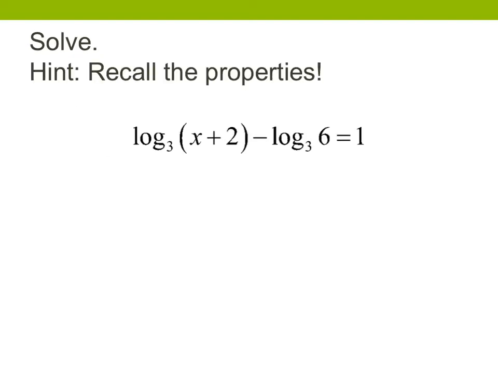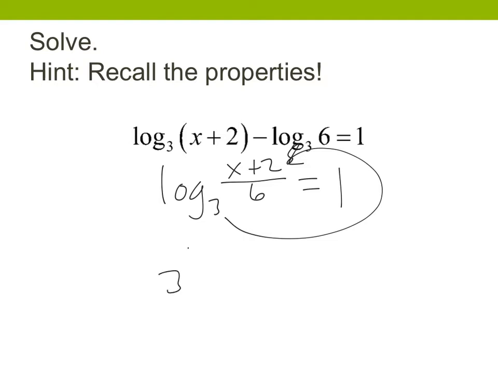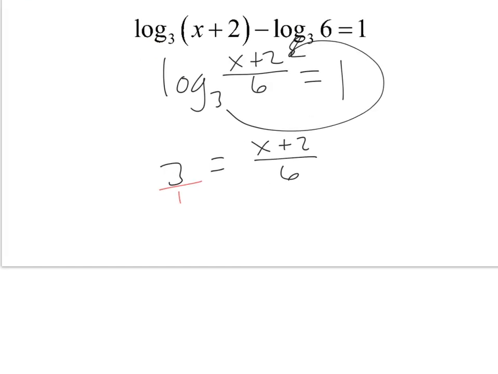Alrighty, so I've got log base 3 of x plus 2 minus log base 3 of 6 equals 1. And up here it says, recall the properties. Well, when we're subtracting, if I condense it, I'm going to have log base 3 of x plus 2 over 6 equals 1. Okay. I think I could write this in exponential form, yeah? So I'm going to have 3 to the first equals x plus 2 over 6. Well, 3 to the first is just 3, right? And if it helps, you could always put this over 1. Well, what do I do when I have two fractions equal to each other? I can cross multiply. Let's do that.